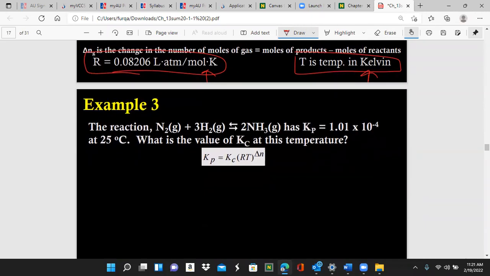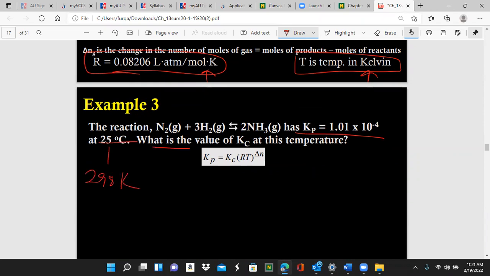So let's do this one. The reaction is this, it is all gas, for which the Kp is given to us at 25 degrees Celsius, which is 298 Kelvin. What is the value of Kc at this temperature? Okay, so the equation is here. We have to calculate the delta N first, and delta N turns out to be: product is 2, minus reactants, 3 plus 1 is 4. So total moles, 2 minus 4 is going to give you minus 2. So the value of delta N is minus 2.